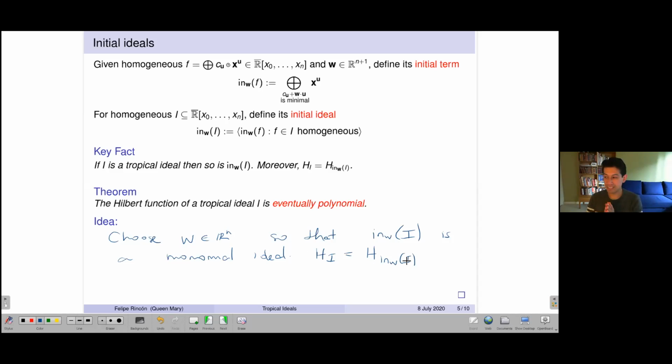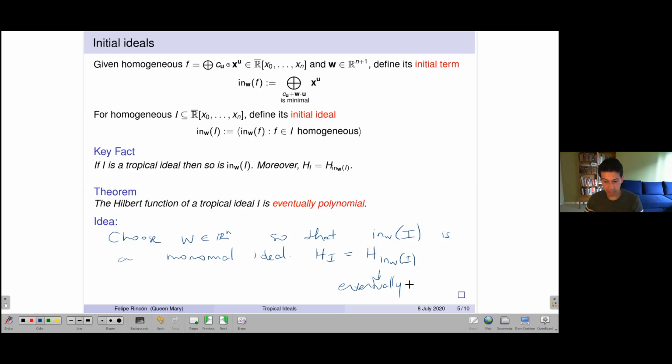How do I say that better? If you take the classical ideal generated by the same monomials that generate your tropical ideal, they're going to have the same Hilbert function, because the Hilbert function is just measuring which monomials are divisible by your generators, and divisibility is the same classically as tropically. So the classical theory tells us that this monomial ideal, even though it's a tropical monomial ideal, behaves as if it was a classical monomial ideal, and therefore its Hilbert function is eventually polynomial.